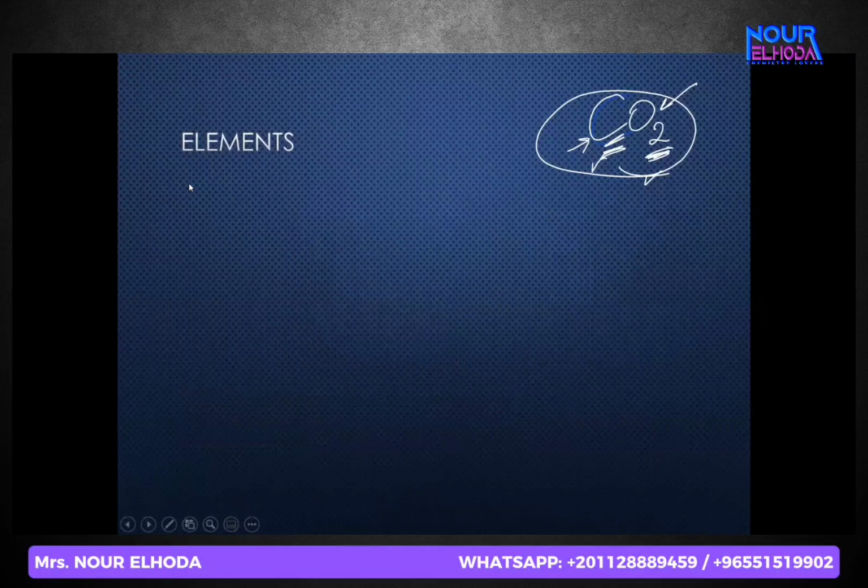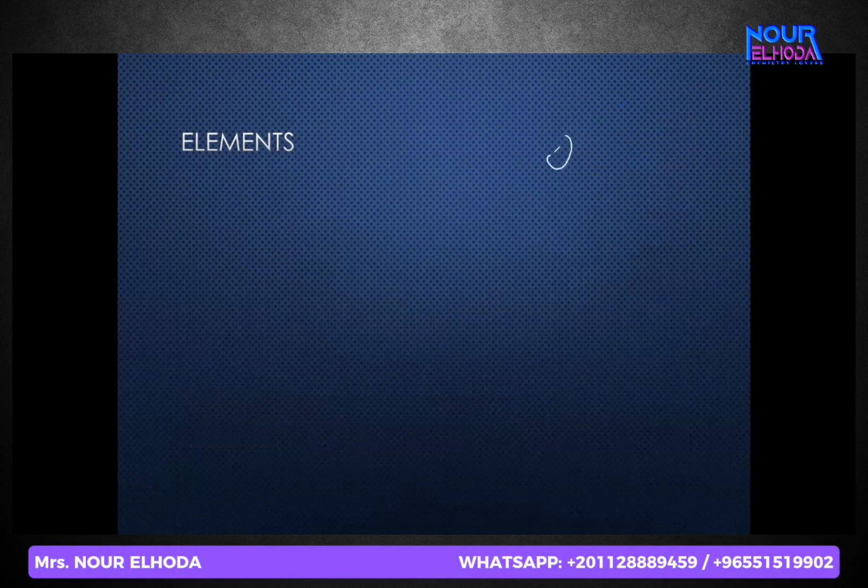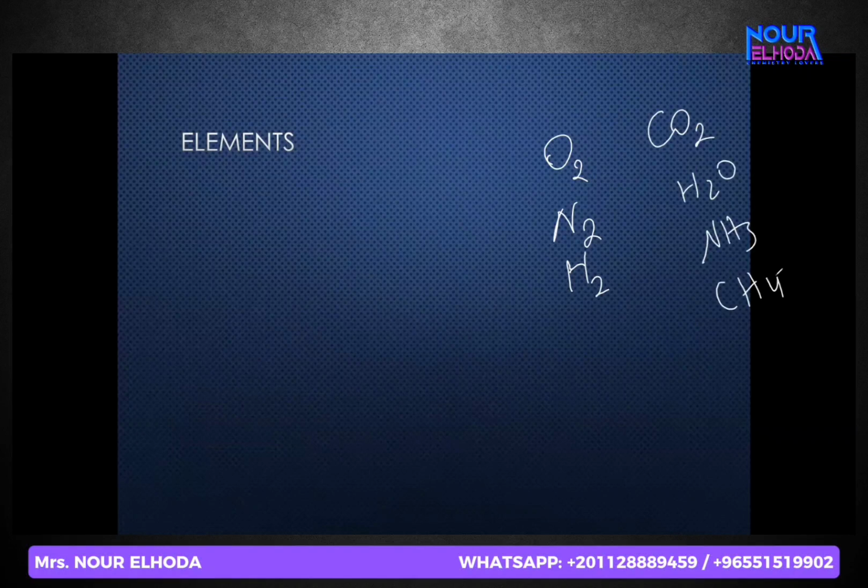What about the difference between the word element and compound? I want you to tell me what's the difference between, for example, oxygen, nitrogen, hydrogen, fluorine, chlorine, and the words carbon dioxide, water, ammonia, methane, and so on. What's the difference between the first column and the second column? Who can tell me?